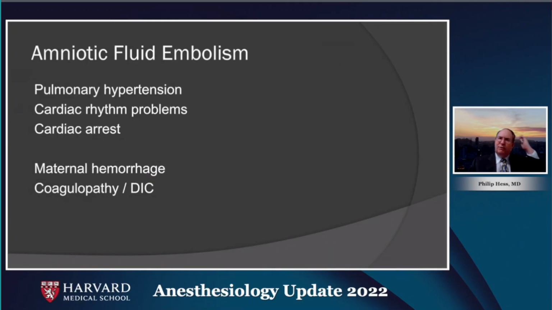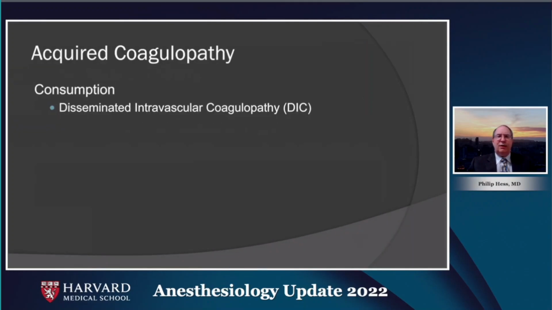This is, of course, an amniotic fluid embolism, which we caught happening as we were watching, and that is diagnosed most commonly by pulmonary hypertension with cardiac rhythm abnormalities or cardiac arrest, and is not invariably, but often followed by massive and uncontrollable maternal hemorrhage. And this is a coagulopathy, for which we use the term DIC, or disseminated intravascular coagulopathy.